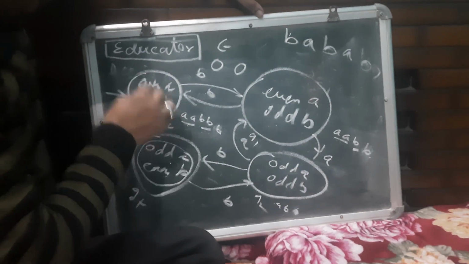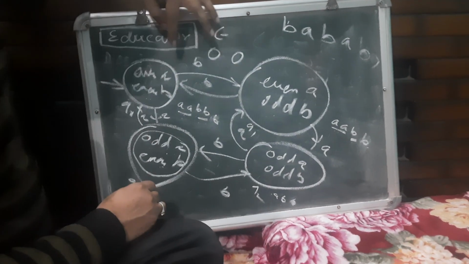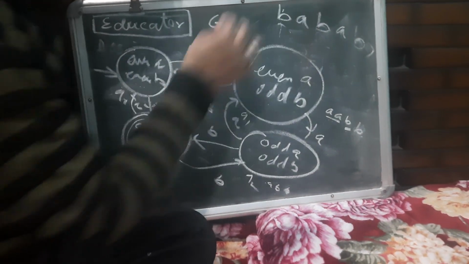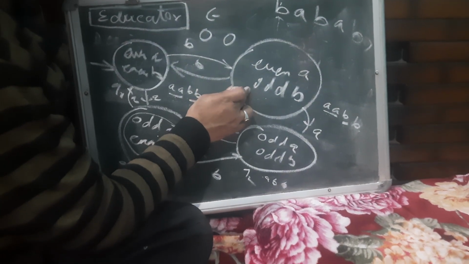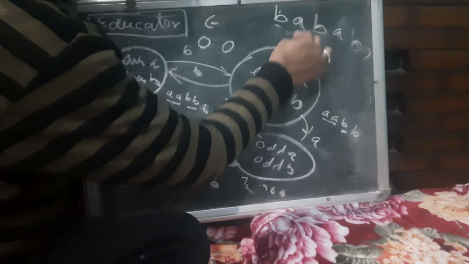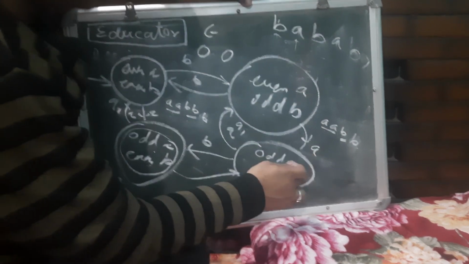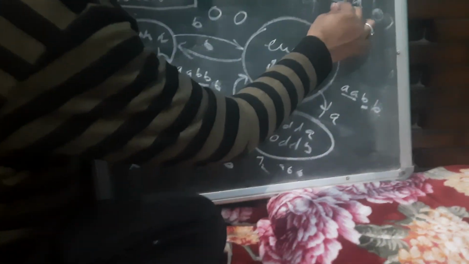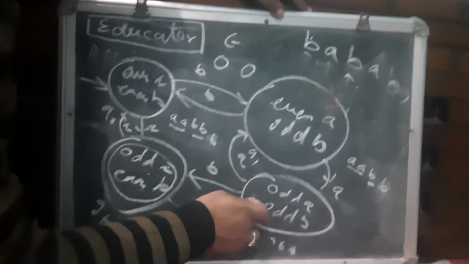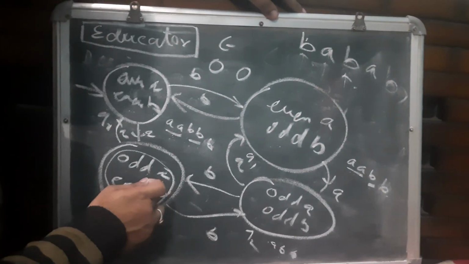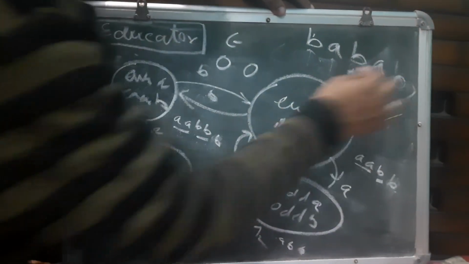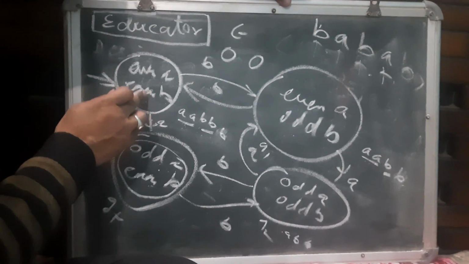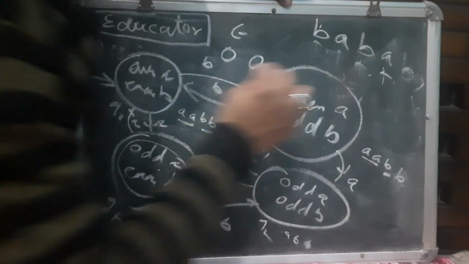Let us start from the initial state, which is even A, even B. On encountering the first symbol, that is B, it will go to the state even A, odd B. Now, on encountering A, it will go to state odd A, odd B. Now, another symbol B. On processing B, it will go to odd A, even B. Now on processing symbol A, it will go to even A, even B. This is not the accepting state, so this string will not be accepted.